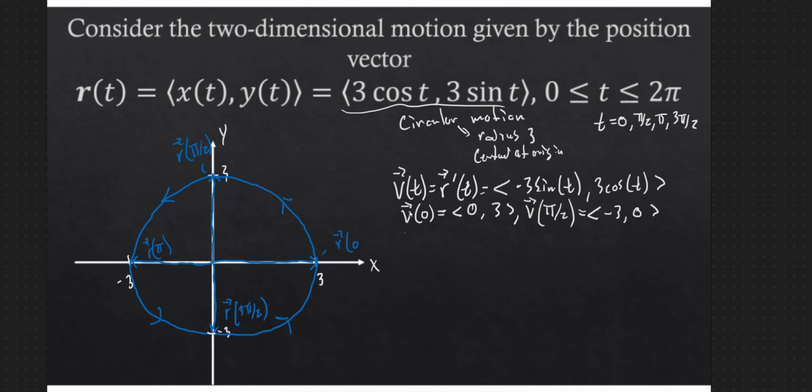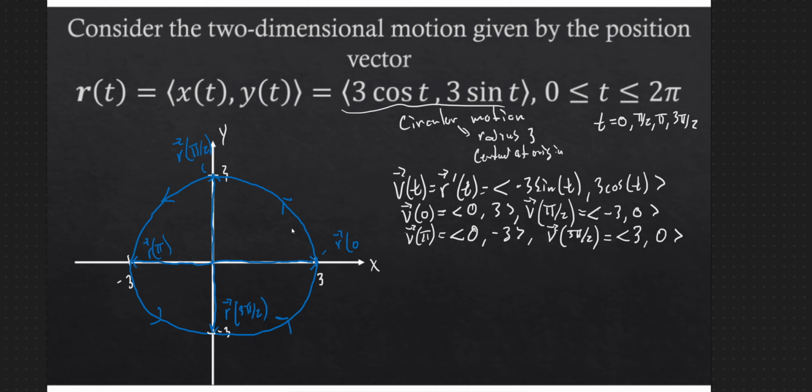Right, good. Wait a second. I just want to make sure. Cosine of 0, yeah, good. Okay. We can do v of pi. Sine of pi is 0, and then cosine of pi is negative 1, so this will be negative 3 in the y direction. And then we have v of 3 pi over 2. We're just doing a few points here to get an idea of how this thing's moving. So sine of 3 pi over 2 is negative 1, so I'll have 3 in the x direction and 0 in the y direction.